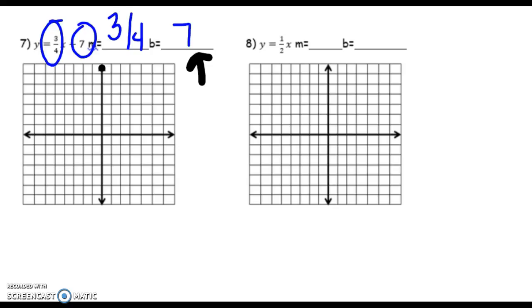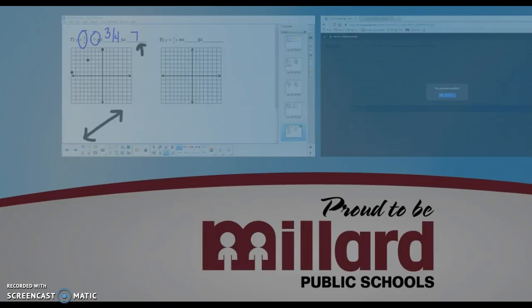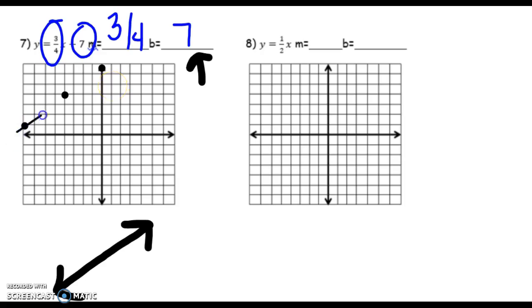But my problem is I can't go up at all. I'm stuck. So I know my slope or my line needs to go like this. So instead of going up 3 over 4, I'm going to go down 3 to the left 4. Down 3 to the left 4. And now I can create my line even though it's going off of the page.